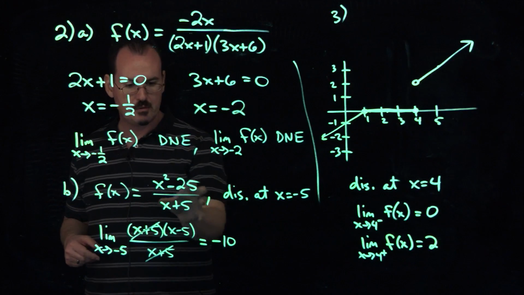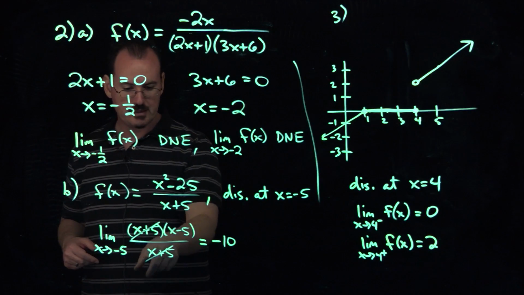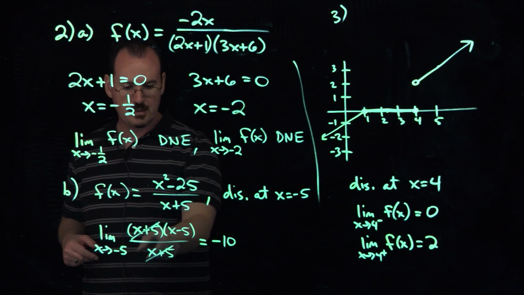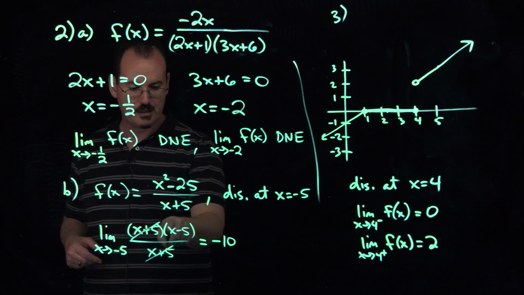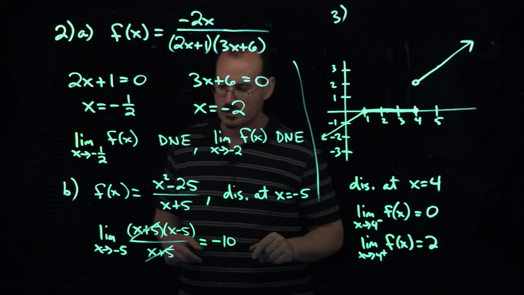To find that limit, we just factor the numerator and find that these two terms are going to cancel. And then what's left over is just the x minus 5. And if I take the minus 5 and plug it in there, minus 5 is minus 10. So that's the limit.